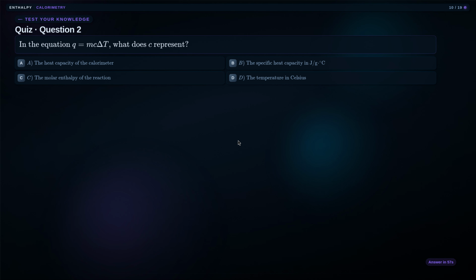Quiz question 2. In the equation Q equals mc delta T, what does C represent? Option A, the heat capacity of the calorimeter. Option B, the specific heat capacity. Option C, the molar enthalpy of the reaction. Option D, the temperature in Celsius. Study the options on screen and select your answer.